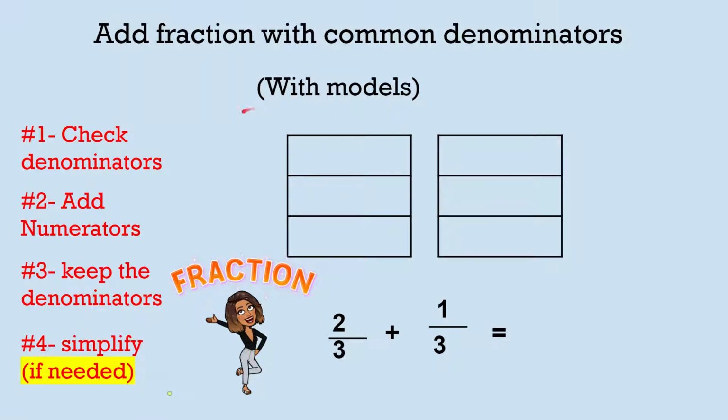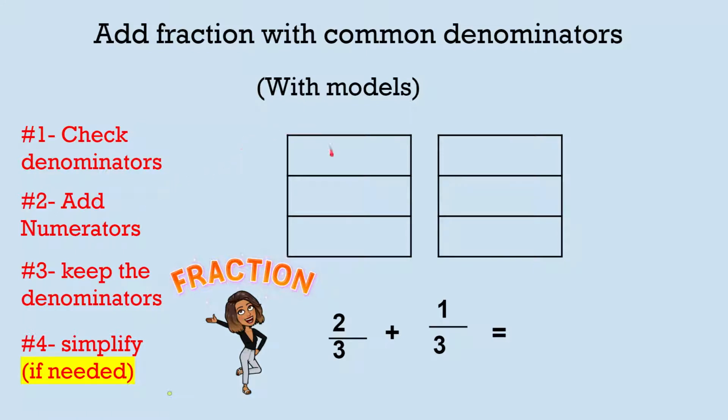So we have a problem here. 2/3 plus 1/3 equals question mark. And we're going to solve it using a model. So number one over here, it says check the denominators. So we need to check the denominators to see if they're exactly the same, and they are the same, so they're both 3.